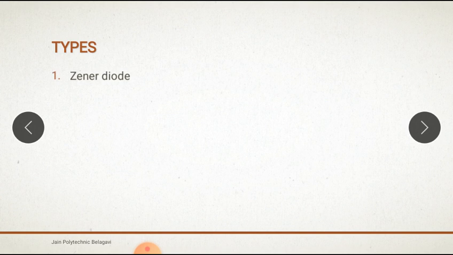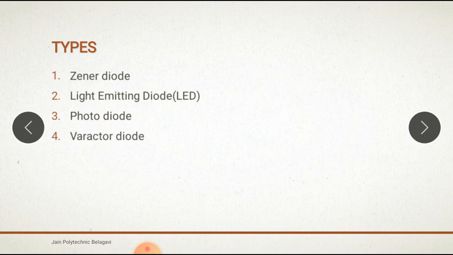Types: Zener diode. A Zener diode is used in a voltage regulator or voltage stabilizer. A light emitting diode is a diode that gives off visible light when forward biased, and it is used in domestic lighting. Photodiode: a diode used in alarm circuits to count the items on a conveyor belt, etc. Varactor diodes are used in circuits which require voltage controlled tuning.